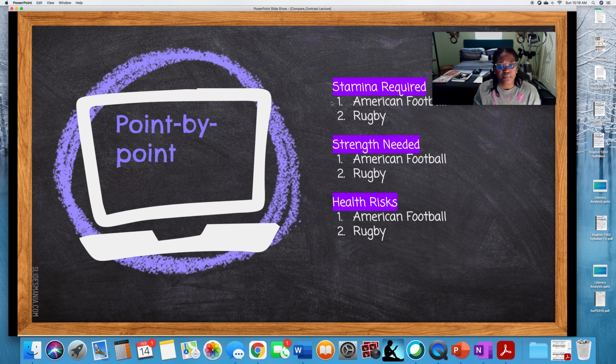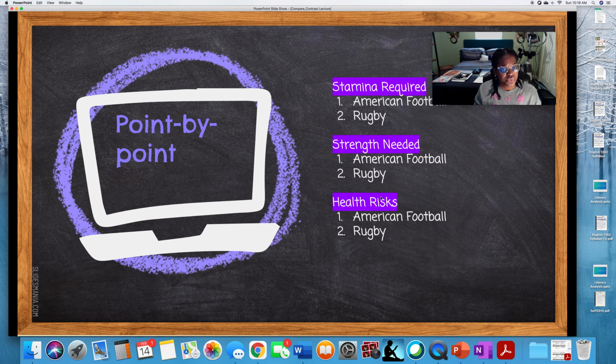The way the point by point analysis would look is that you would focus one paragraph on stamina. I'm sorry, this would normally be done in one paragraph. You would focus the first part of the paragraph on American football, then you transition to rugby, but you're still discussing stamina within that entire paragraph. Same thing with the point by point. Your entire paragraph would be over the strength that is required from both. You would first discuss American football, and then you would transition in the same paragraph to discuss rugby.